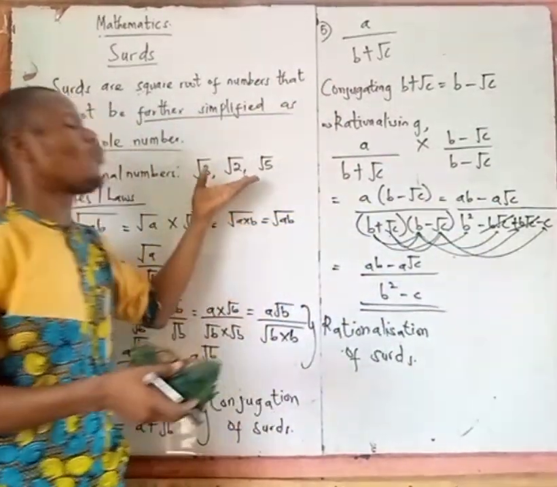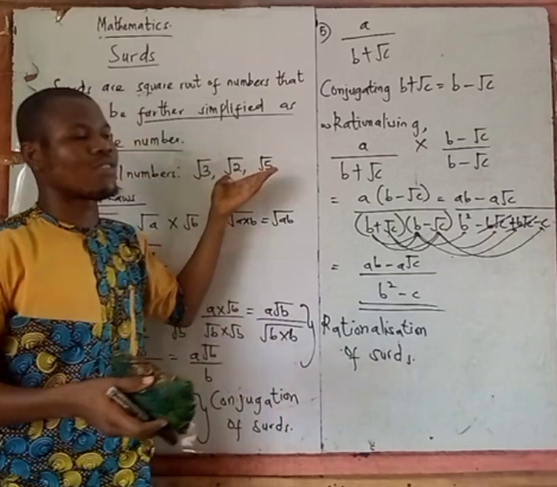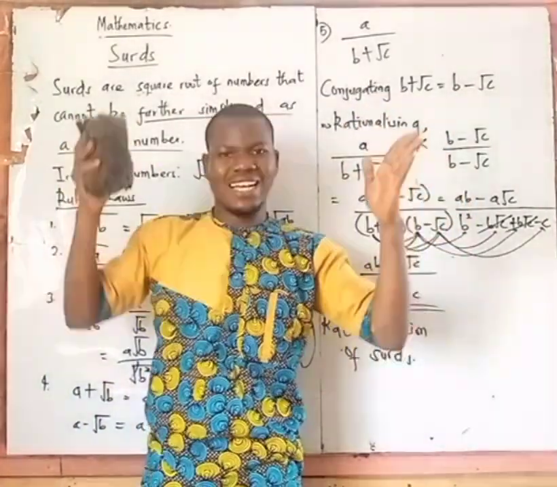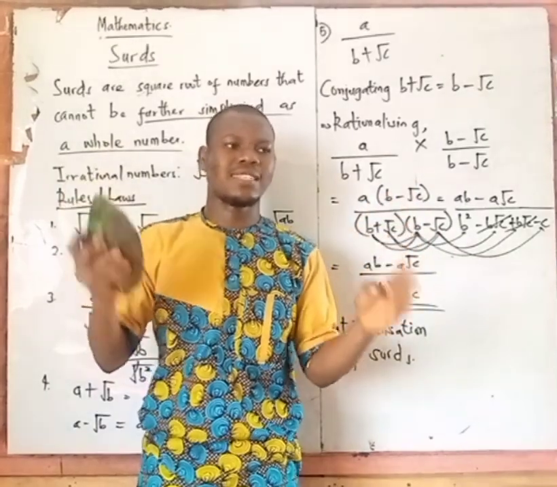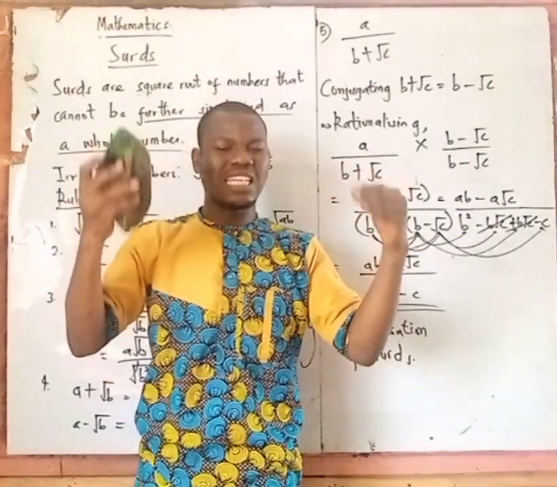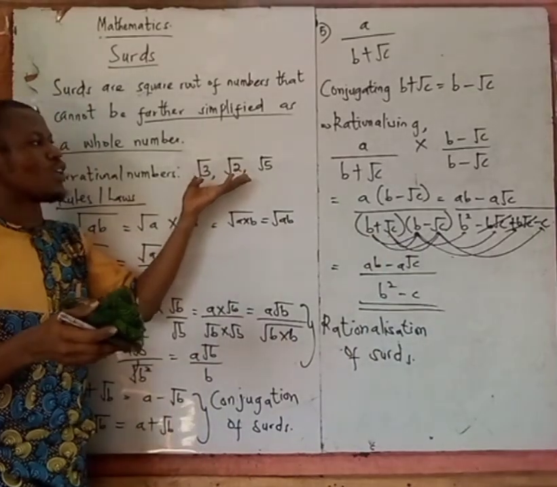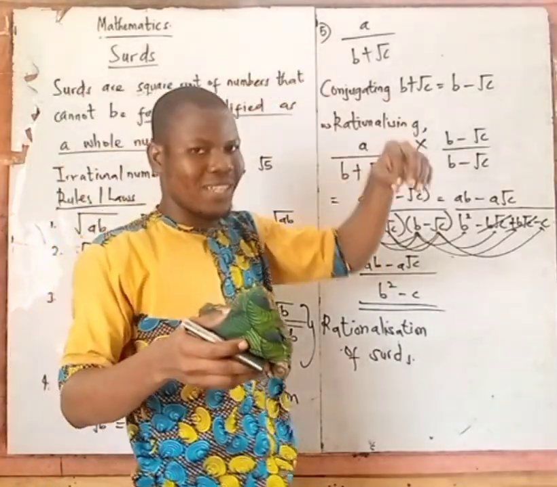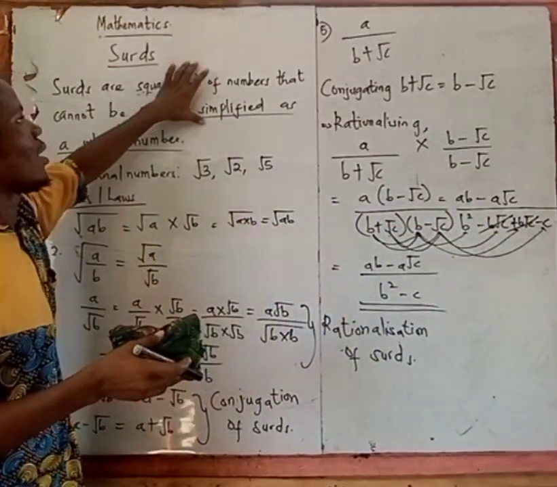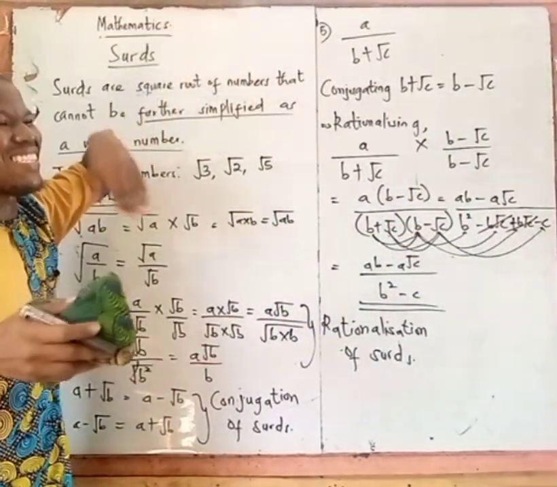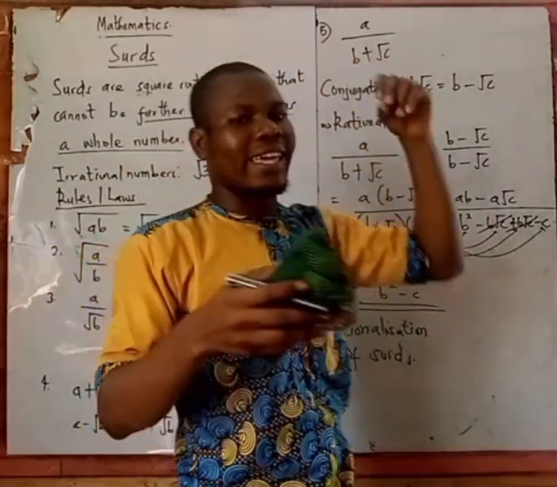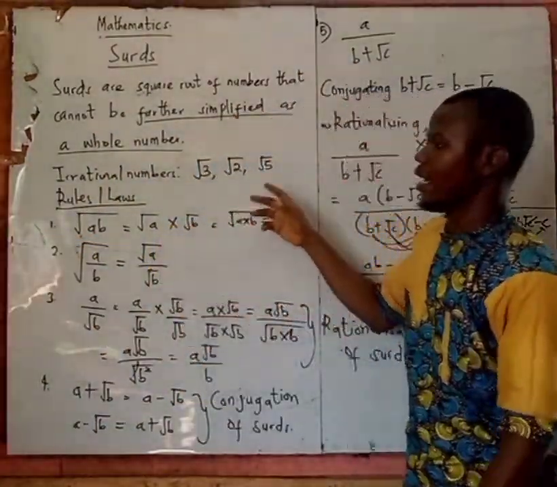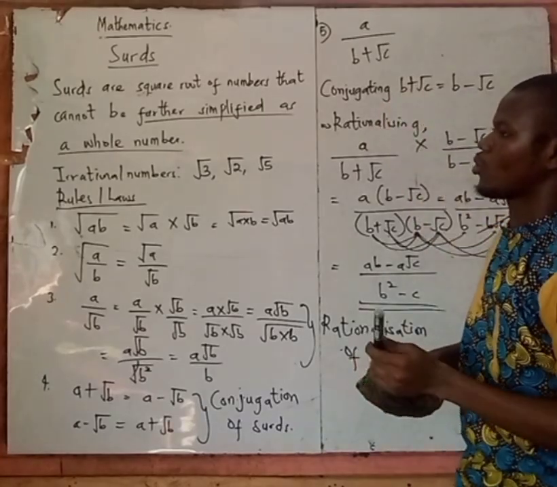So meaning that when you apply the square roots to these numbers, they won't give you a whole number as the final answer, or a rational number as the final answer. So they will always be in decimal form. You cannot find their square roots that will give you a perfect whole number. So a surd is a number that cannot give you a perfect number as its final answer. So these are the rules of surds we have.